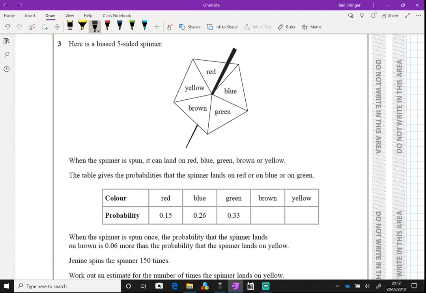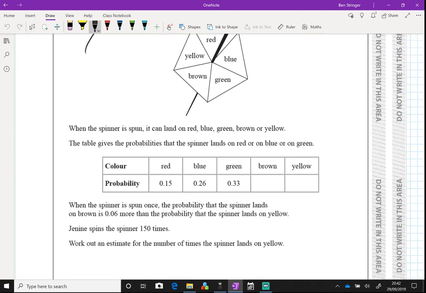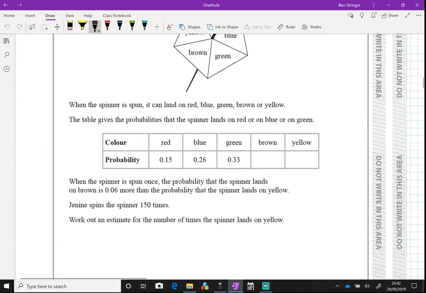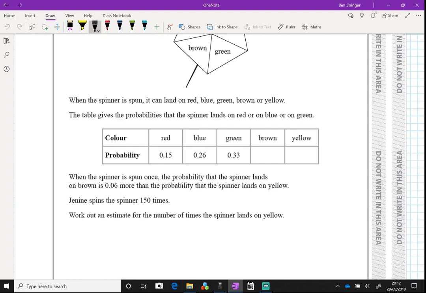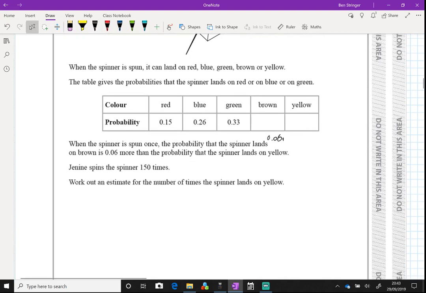Ooh, a probability question. We've got a biased 5-sided spinner, so that means they're not all going to be equal in probability. You can land on any of those 5 colours. All probability here will add up to 1. So I've got some missing probabilities here. When the spinner is spun once, the probability that the spinner lands on brown is 0.06 more than what it lands on yellow. So that's 0.06 more than that one. So worth remembering that. All probability adds up to 1.